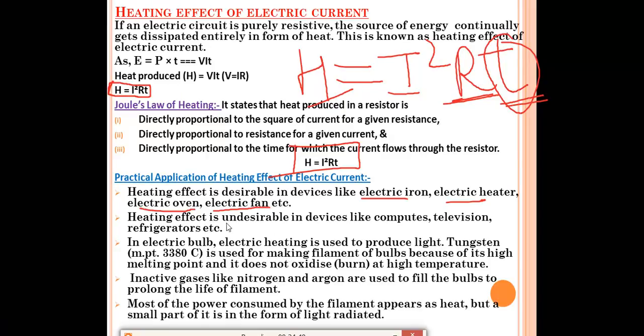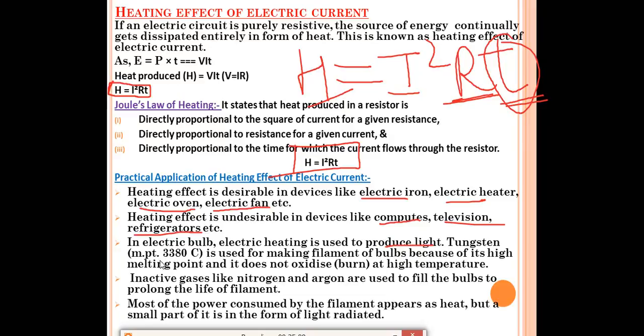It is undesirable in devices like computer, television and refrigerators. In these devices we cannot use the heating effect of electric current. Now, if we talk about the electric bulb, electric heating is used to produce light. In a bulb, heating effect is used for producing light because a bulb gives us light.